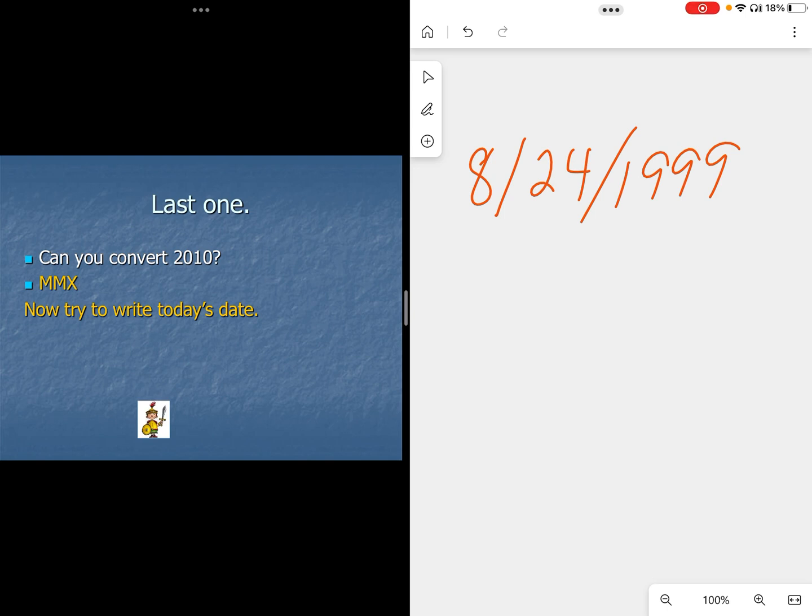And how would I write that in Roman numerals? Well, first we have 8. So that would be VIII. Okay. 24. Well, here we're going to have a subtractive value. We have XX for 20. And then we're going to do a letter I and a V. That would be the 24th.